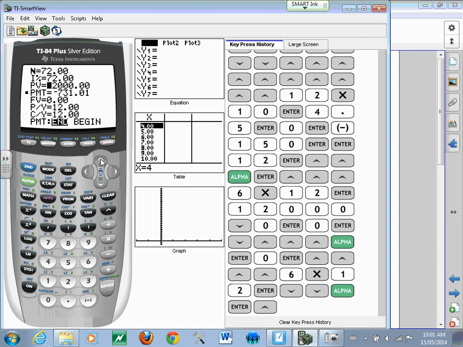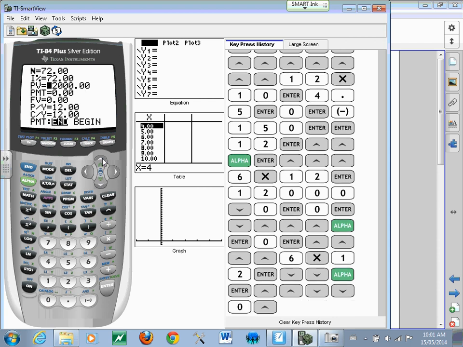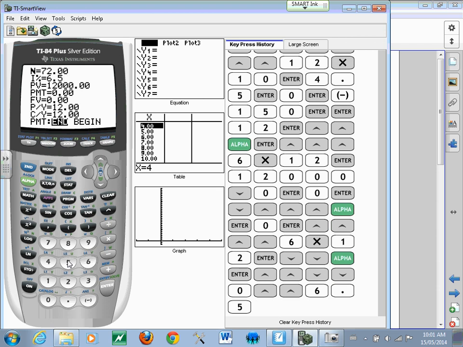Okay, here's my problem. My interest rate is wrong, so I apologize, guys. Technology difficulty. Here we go. Let's put that back in. 6.5. Okay, see if we can get her now. All right, you guys ready? Alpha, enter. That's more reasonable.